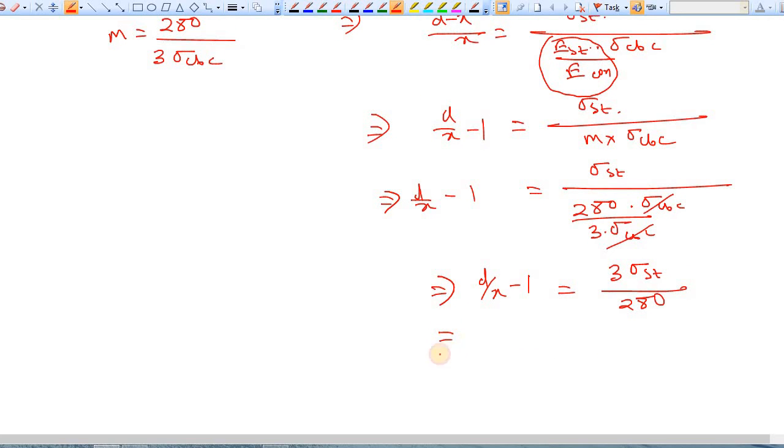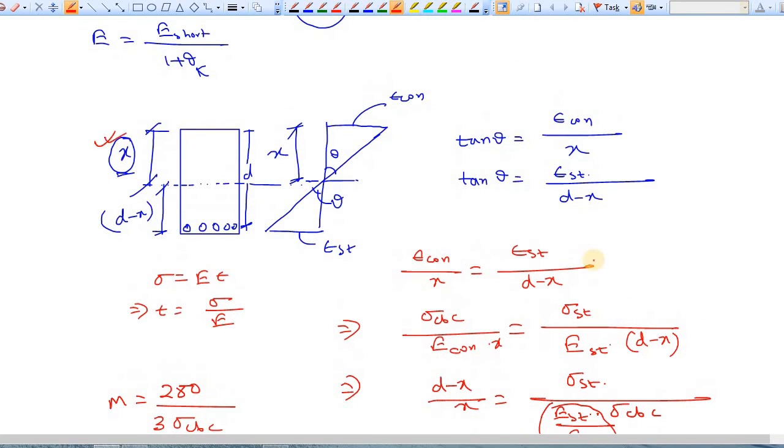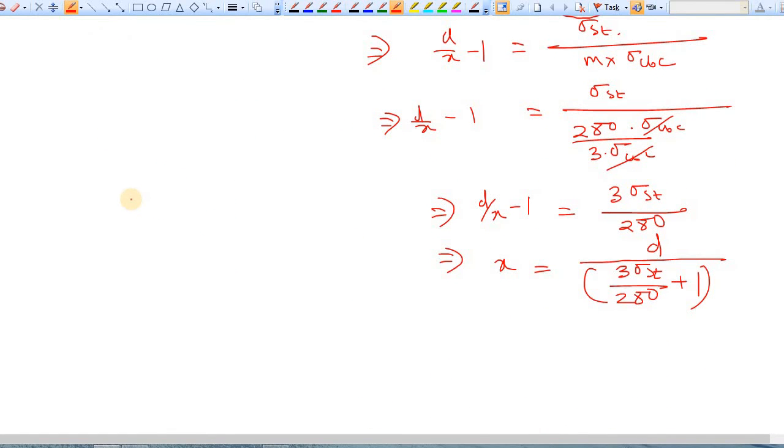Or we can write that x is equal to d divided by (3 sigma ST by 280 plus 1), where this is the denominator with numerator as d. So now you can find this depth of neutral axis, and x is completely a function of your strength of steel, not concrete.